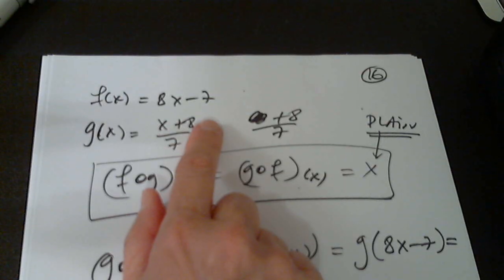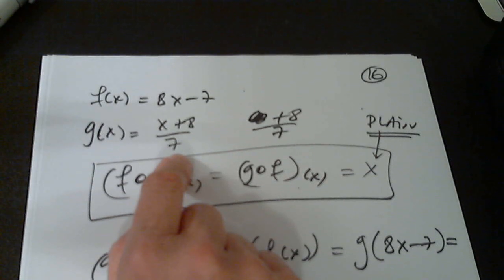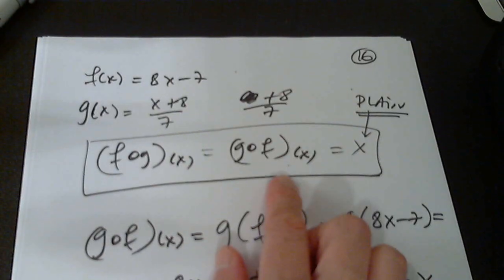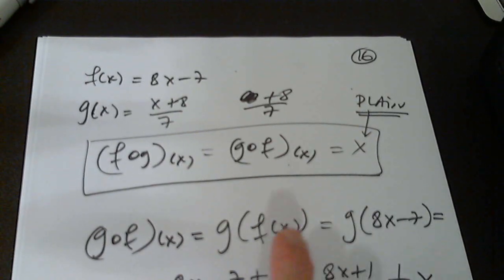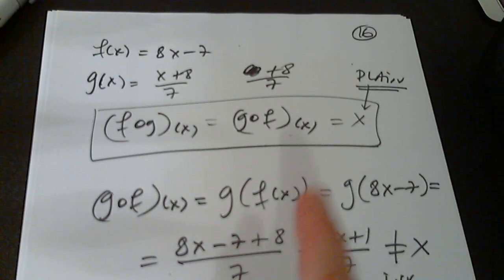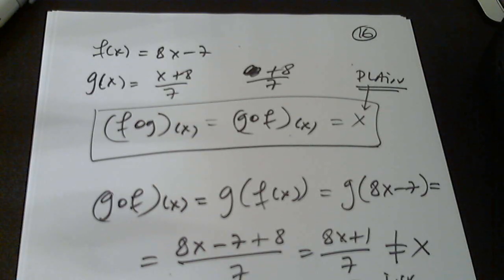Emily? Yes, it is. And x plus 8 over 7? Yes. Okay, then we determine g comma f. G comma f, so g of 8x minus 7, and we replaced 8x minus 7 plus 8, and this is 8x, so it's not x. They're not inverses of each other.